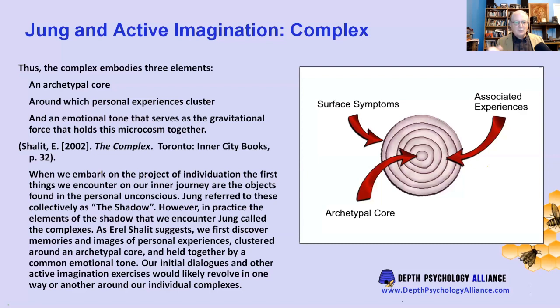So our initial dialogues and other active imagination exercises would likely revolve in one way or another around whatever our individual complexes are. And again, we are going to have perhaps an aptitude or a tendency towards a certain kind of active imagination. In other words, some people art, some people movement, some people writing things down. Jung, obviously very intellectual, loved myth. He had just written Symbols of Transformation, so he wrote this very mythic kind of book and a mythic kind of scroll with his Red Book. For me to do that might not be ideal. For someone else, it might not be ideal.